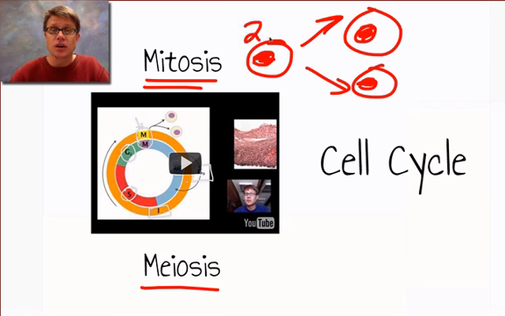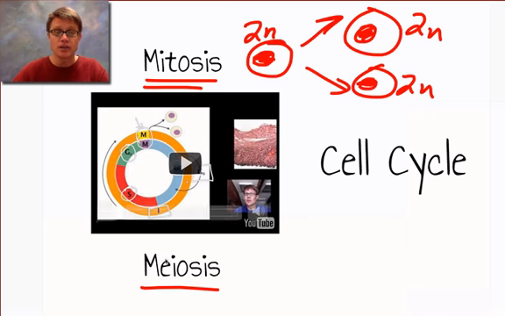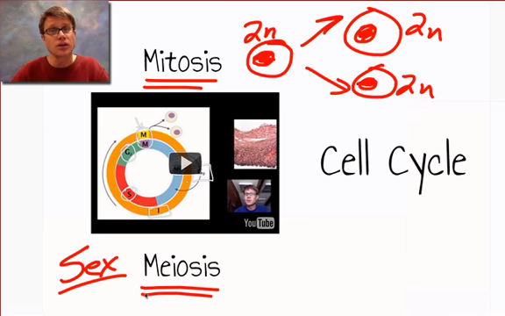Inside that first cell, we are diploid, so we have 2 complete sets of chromosomes, and each of these cells, remember, are going to be diploid as well. In meiosis, whenever you see the word meiosis, you should think about the word sex, because meiosis is how we make sex cells or how we make gametes.